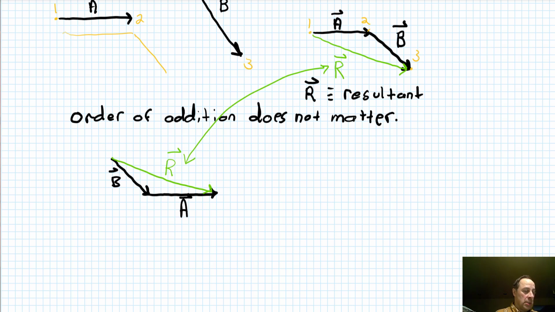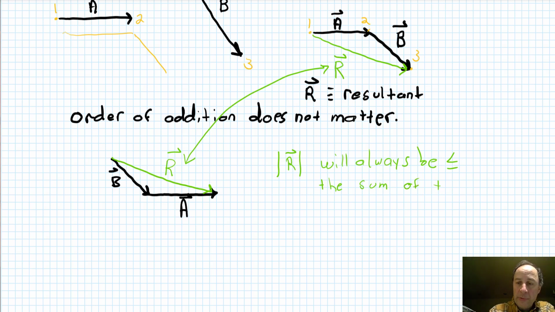All right, now, one thing to understand is that the magnitude of R will always be less than or equal to the sum of the magnitudes of A and B. Okay, and you can see that if you think about that for a minute.